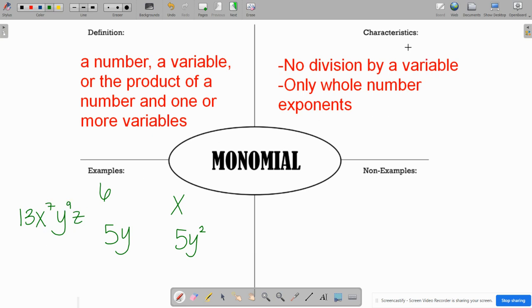Some characteristics that are important to know about is that a monomial will not have any division by a variable. So for instance, you can't have something like 4 divided by y. That division by y means that it's not going to be a monomial. You also can only have whole number exponents. Remember, whole numbers are numbers like 1, 2, 3, 4, and so on. So something like 5y squared is okay, but 5y to the 1/3 power is not because that exponent is not a whole number.